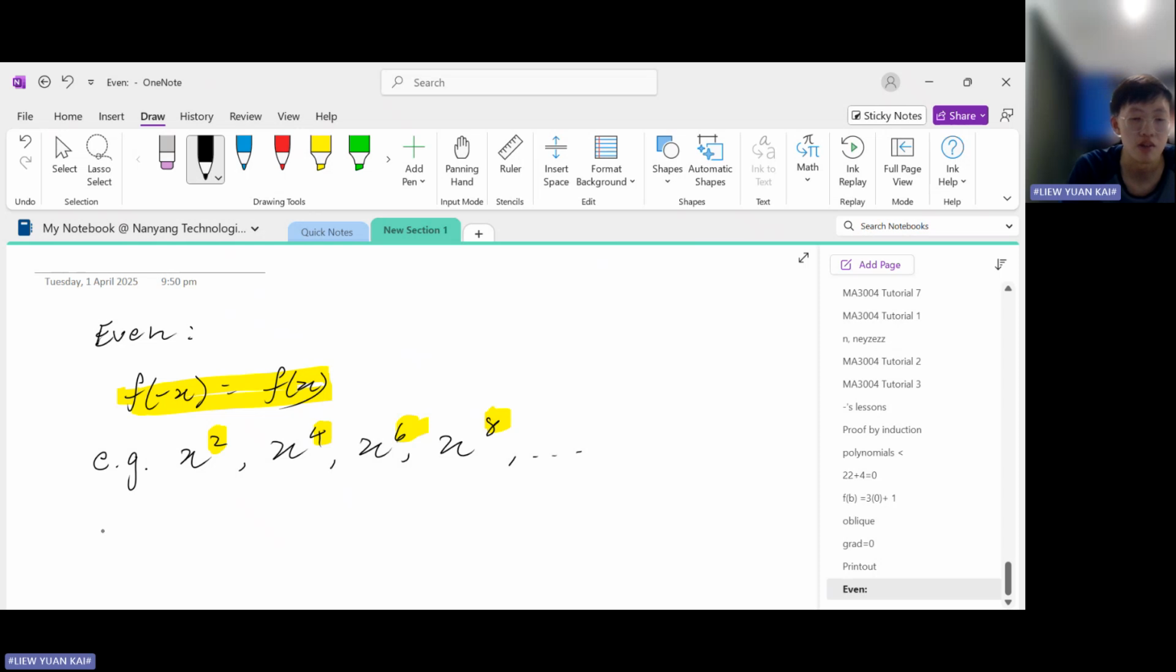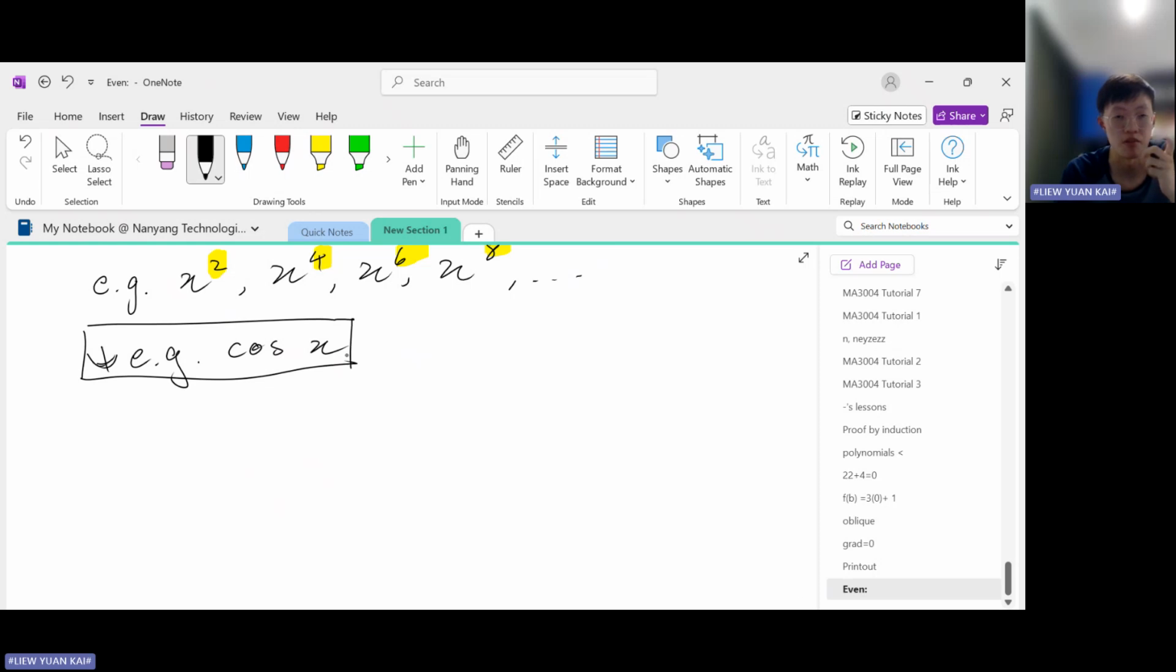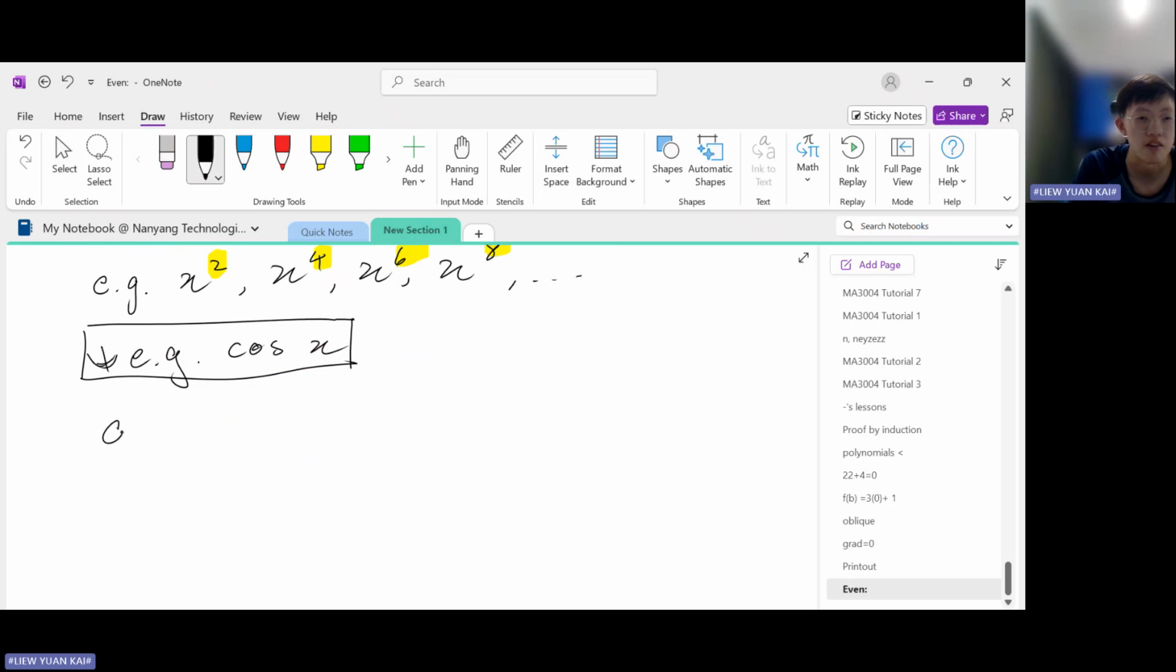And in fact, the most important example that we are going to look at is cosine. Cosine is considered to be an even function. This is the example that you should remember. This is important because we'll see this a lot in Fourier cosine. Next, let's move on to odd functions.